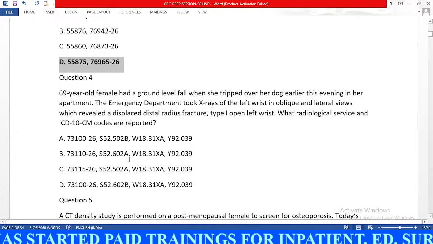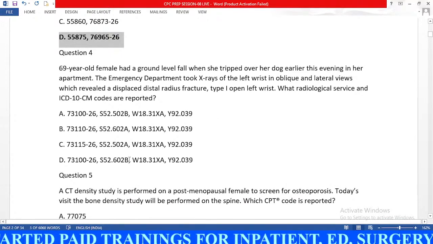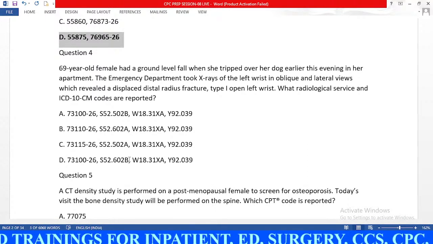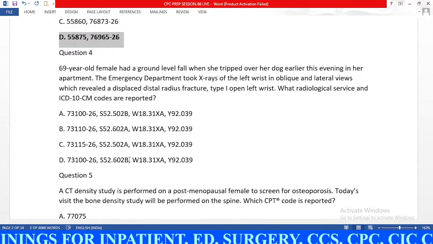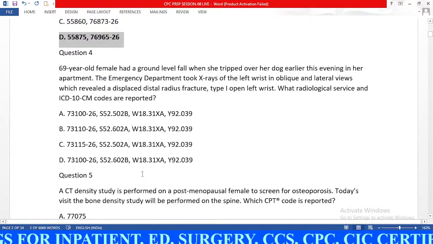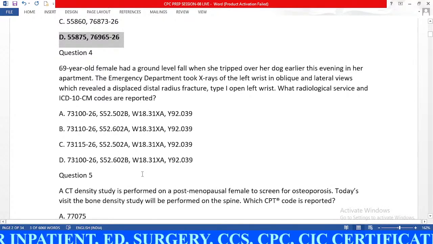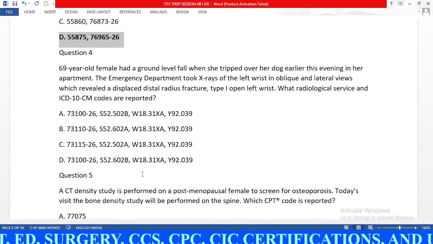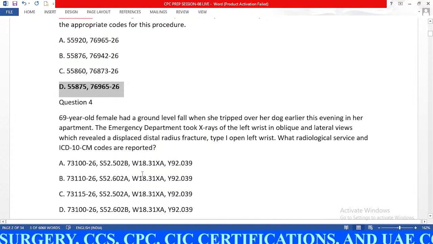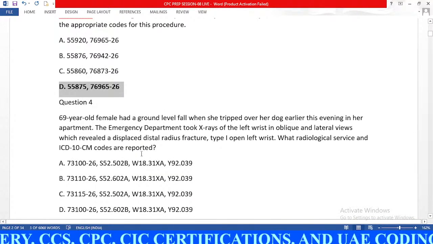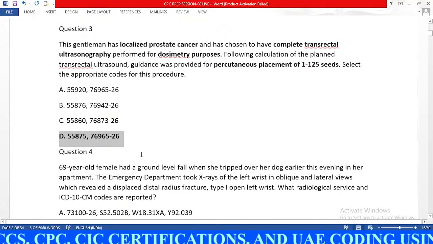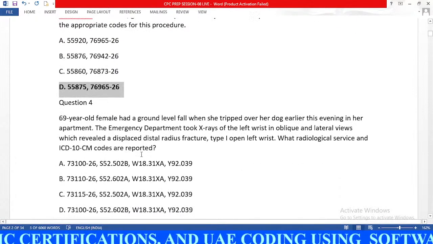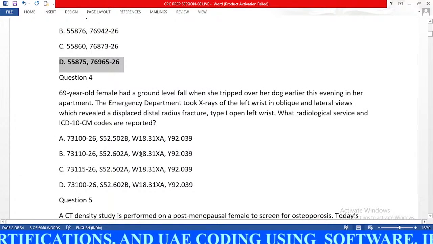So I hope everyone got this answer. If you have any doubts, mention them in the chat box. I will try to clear it one more time. Most of the people wrote B, which is the wrong answer. D is the correct answer, 55875. So okay guys, we will go ahead with the next question.